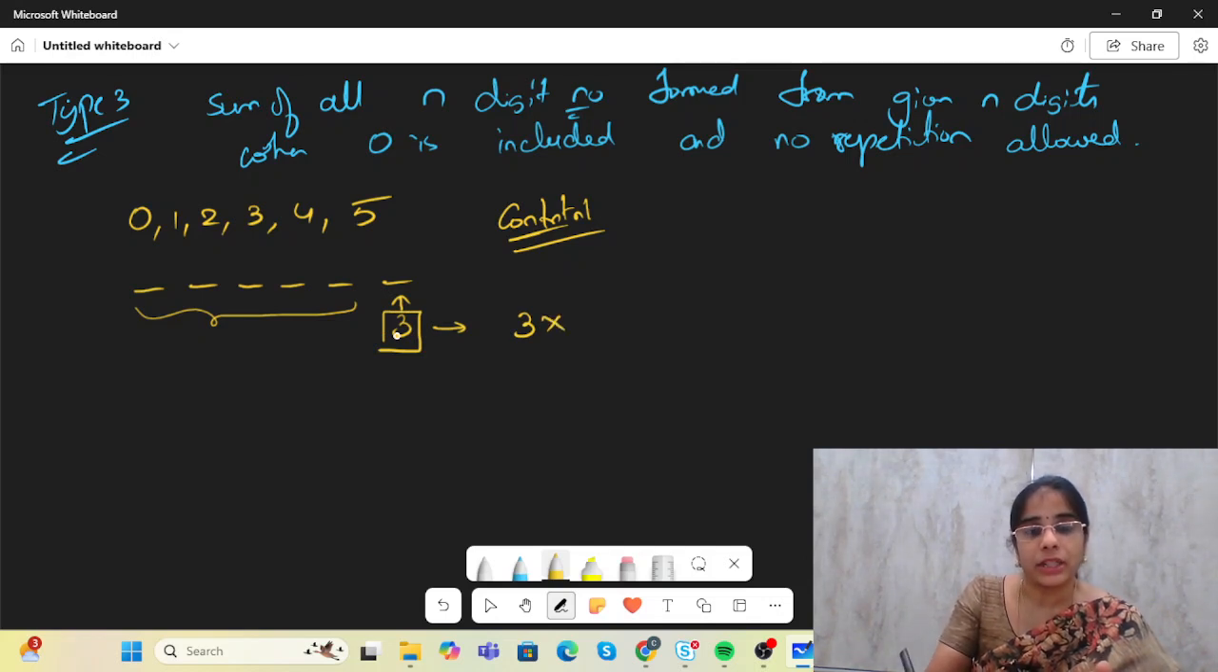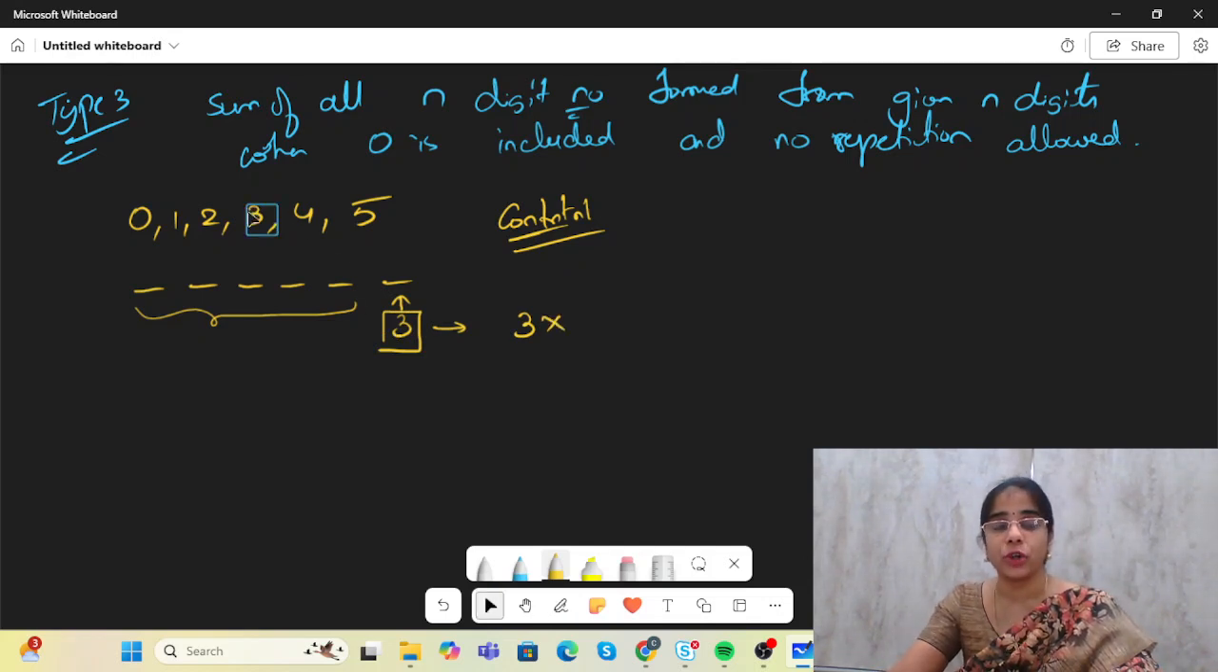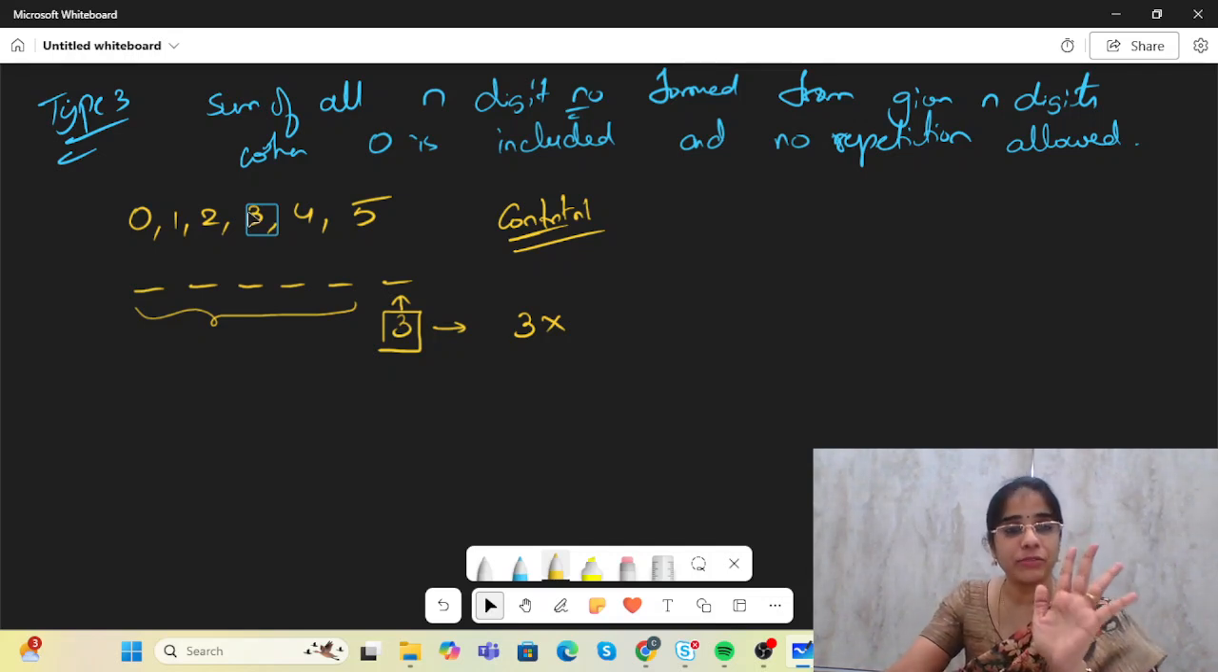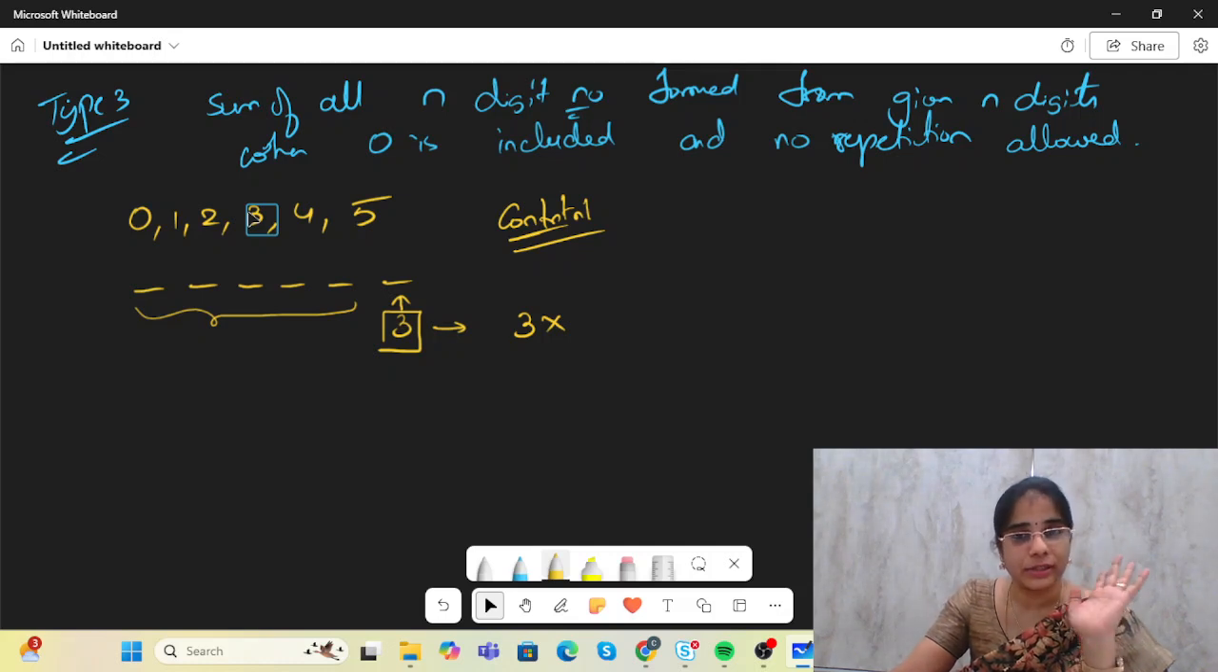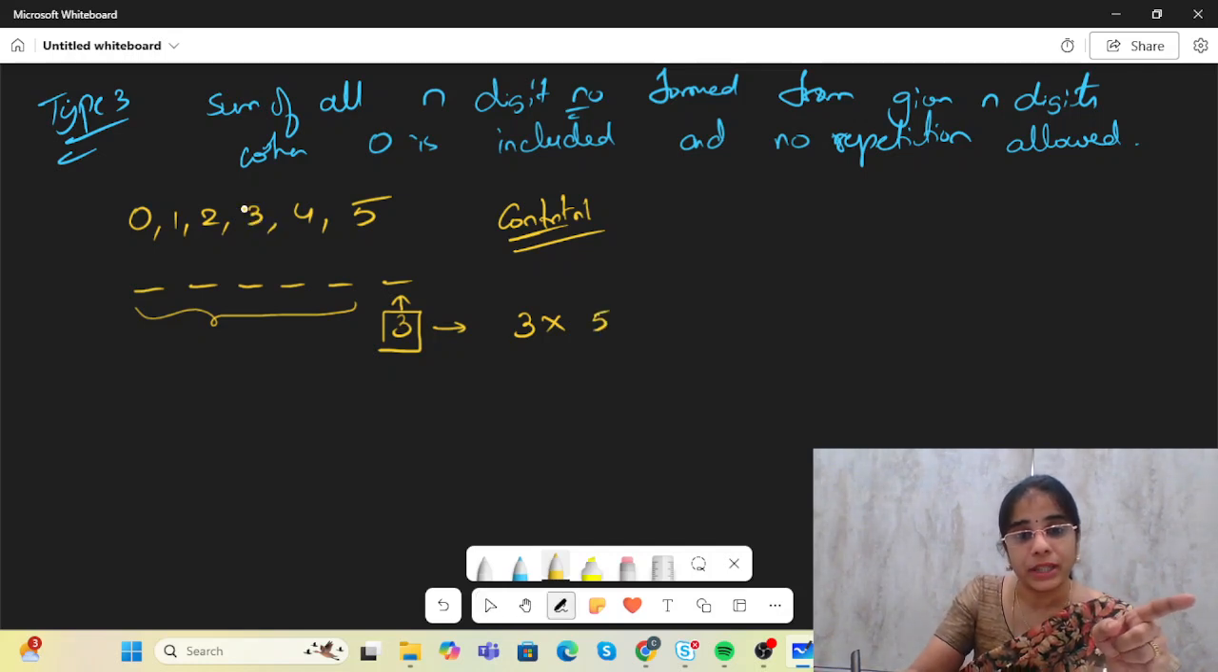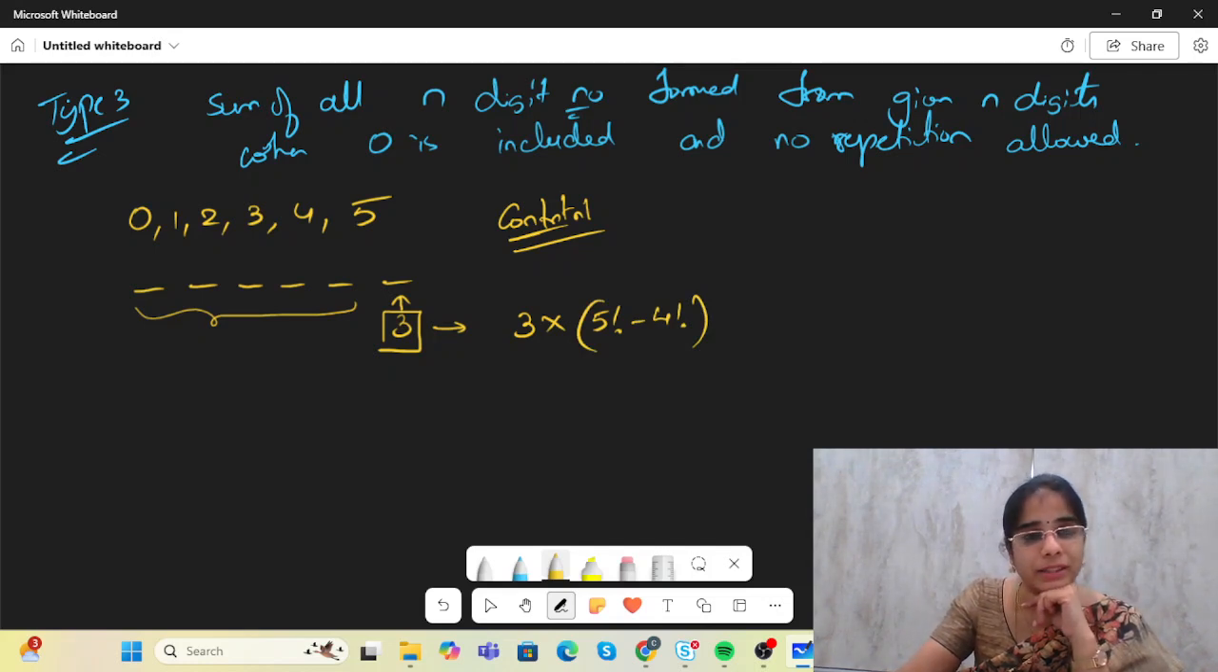Into how much? Now, I have already fixed 3. No repetition allowed. I am left with 1, 2, 3, 4, 5. 5 places, 5 digits, right? So obviously it is 5 factorial. But I have 0 included in my count. Is it 5 factorial minus 4 factorial that I will be considering there? Right? Do you remember yesterday's class?